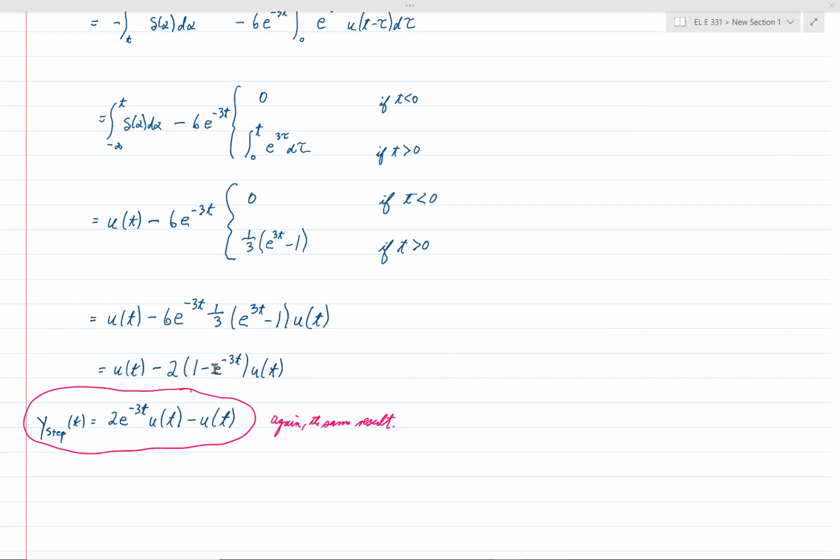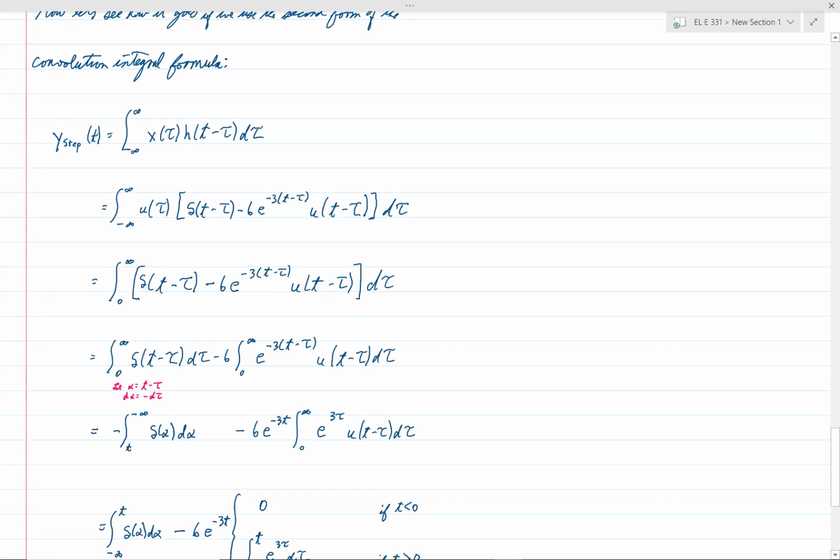If we multiply this all out and combine terms, we have a minus 2 times minus e to the minus 3t u of t, so that becomes positive 2 e to the minus 3t u of t. Then we have a u of t minus 2 u of t, so a minus u of t. So here's our final answer, which once again matches what we had above.